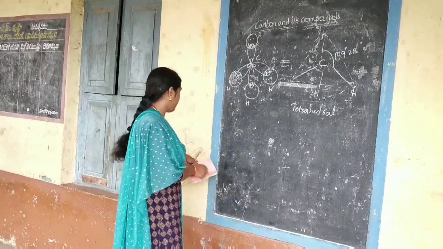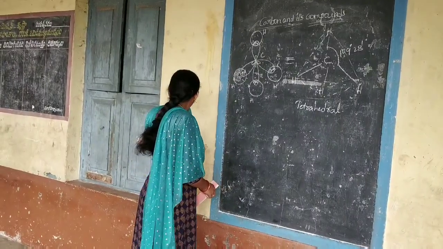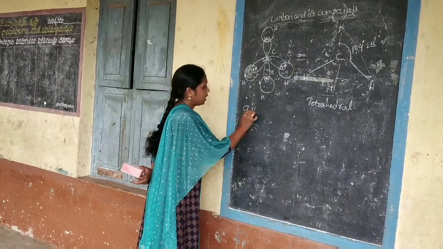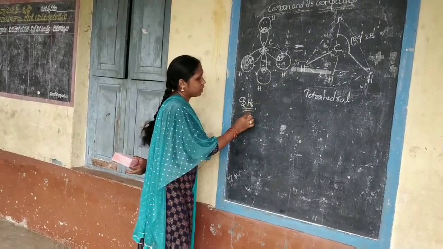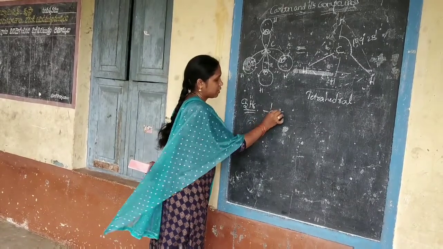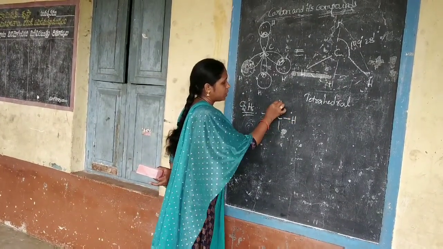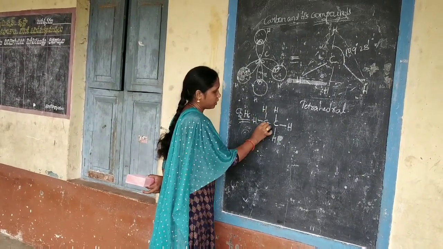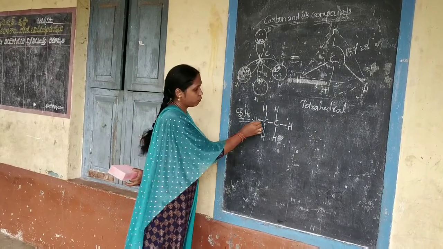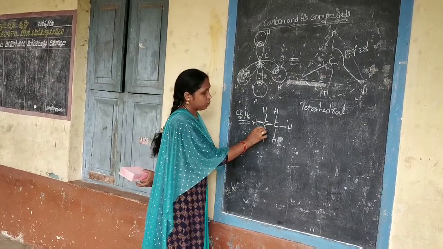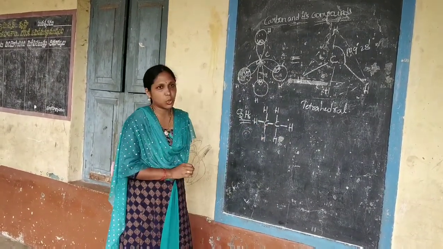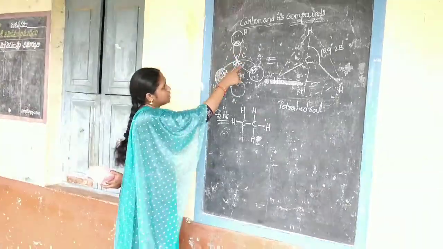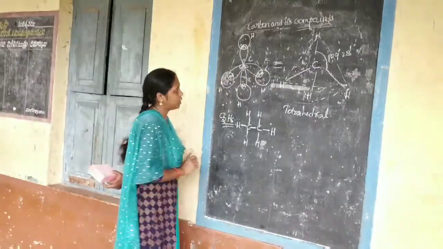Next we see another example, that is C2H6. Here also each carbon is surrounded by four other atoms. That means three hydrogen atoms and one carbon atom. So four are single bonds, sigma bonds, which means each carbon is sp3 hybrid. sp3 hybrid means the hybrid orbitals are arranged like this around the carbon nucleus.